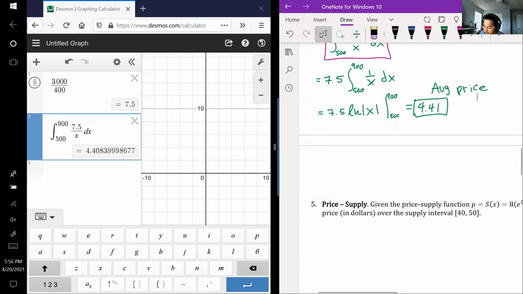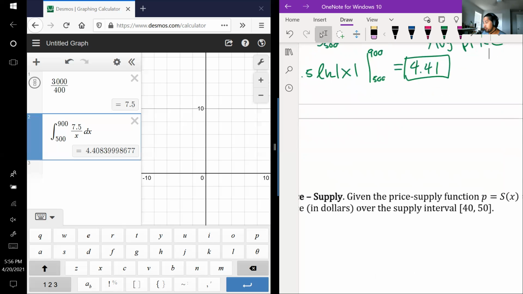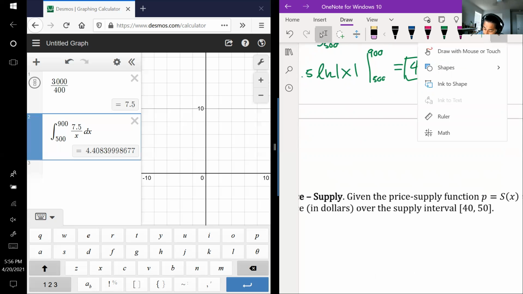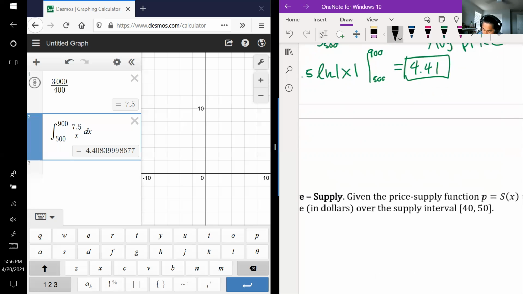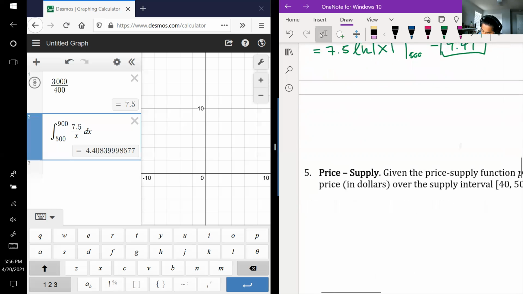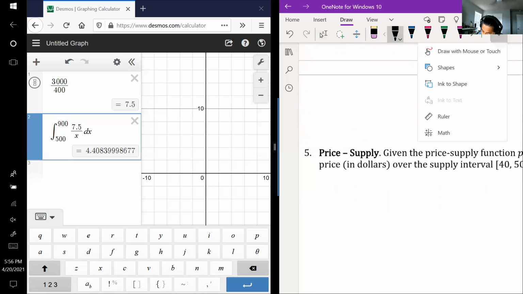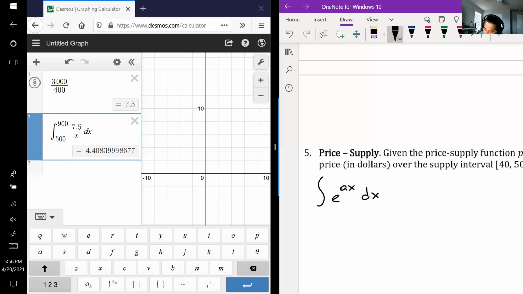And for this antiderivative, we're going to use that new formula that's on the first page. I'll just rewrite it here so we remember. The integral of e to the ax dx gives us 1 over a e to the ax plus c. So that's a new formula, and we're going to use that for this problem.